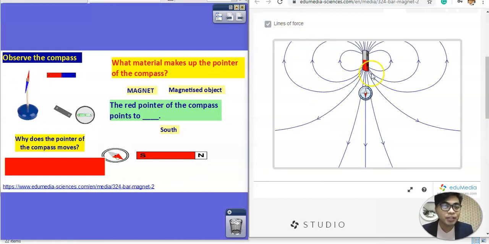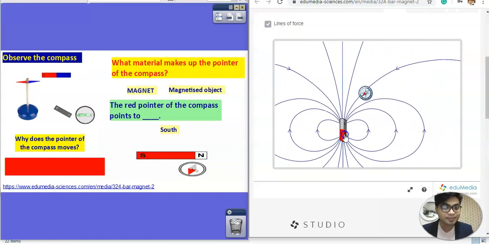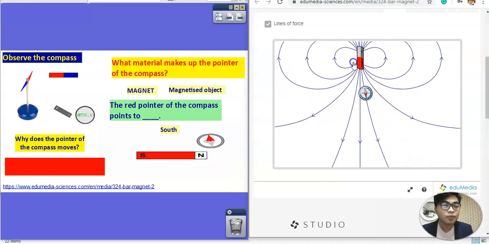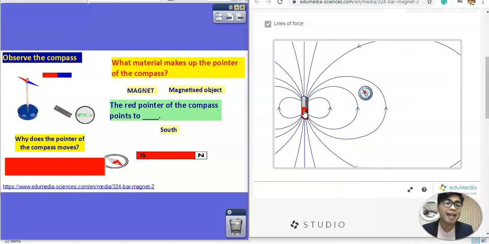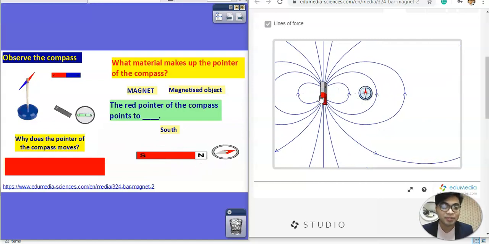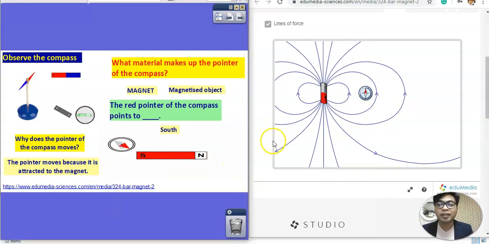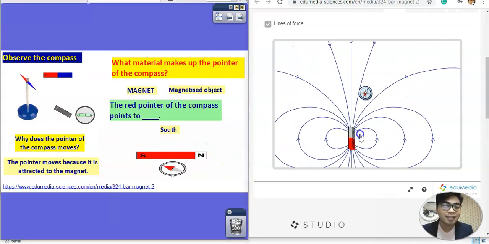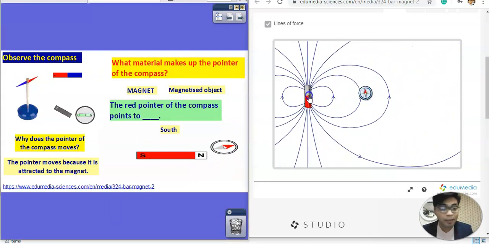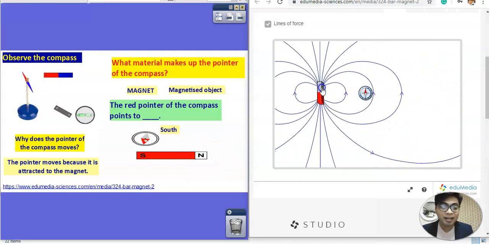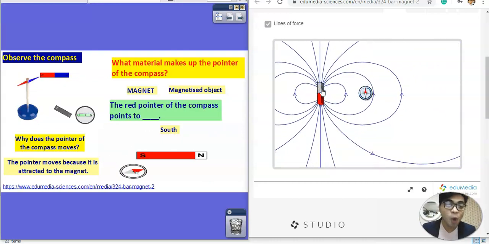It happens because you have these lines of force right over here. So later on I'll be asking you, what is this line of force for the magnet? So why does the pointer of the compass move? The pointer moves because it is attracted, or sometimes it repels, to whichever pole of the magnet that we have. So I want you to take note of that very important concept.